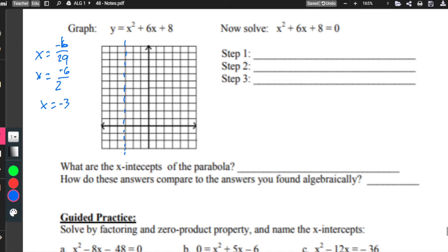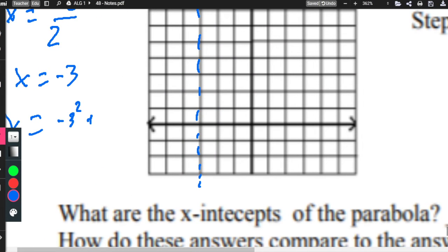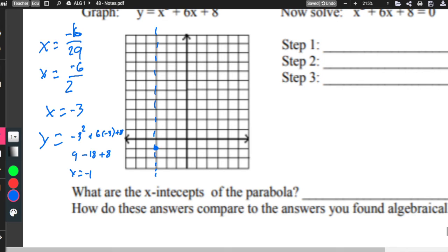When we plug x into our equation, we'll get y equals (-3)² plus 6 times -3 plus 8. I'm going to have to zoom in a little bit for this. So this is going to be 9 minus 18 plus 8. So this is going to be y equals -1. That means our vertex is at the point (-3, -1).